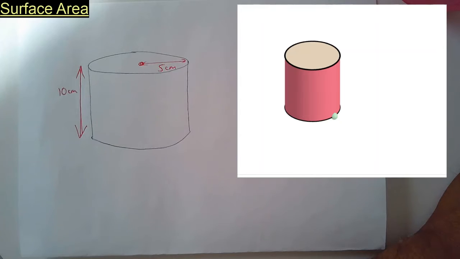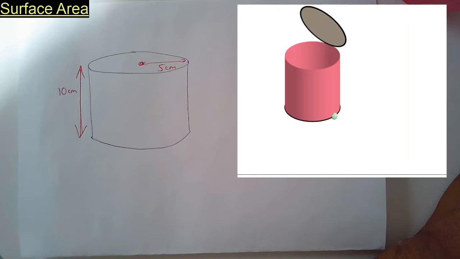Right, here we have a cylinder. We're not going to work at the volume, we're going to work at the surface area. For us to be able to do that, we need to see this animation. We need to see how many faces this cylinder has. So if you look at the animation now, I'll do this nice and slow.